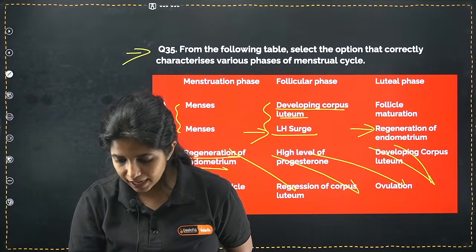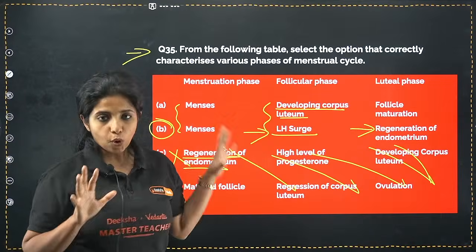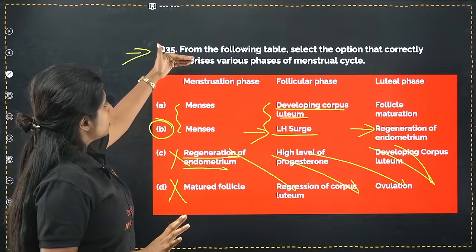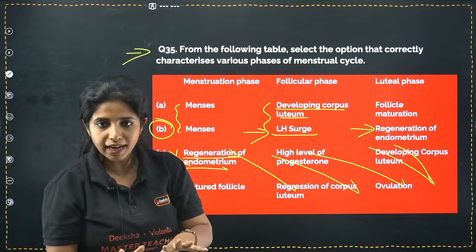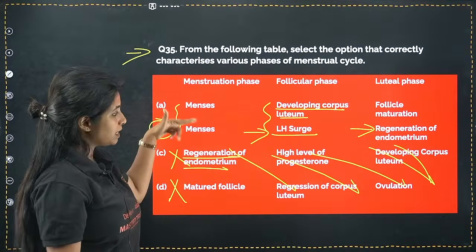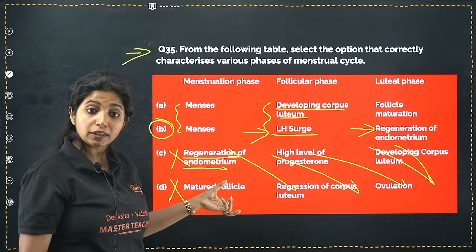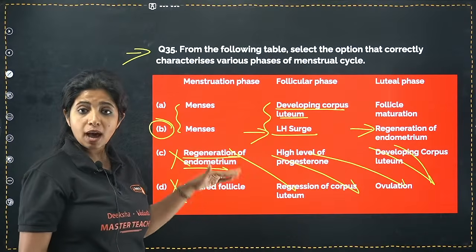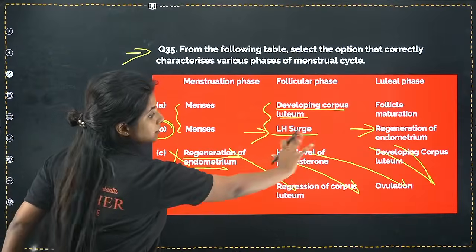Okay, once again explain. Yes, I can explain, don't worry. Over here, in the menstruation phase, the menses has to happen, as the endometrium has to break down, right? So you just have two options, menses. Here regeneration of endometrium is mentioned, that is why it is wrong. Here matured follicle is there, that is why it is wrong. Follicle maturation happens in the next phase, not in the menstruation phase. So you cut off the other options.